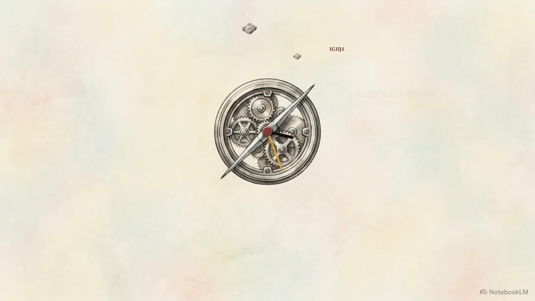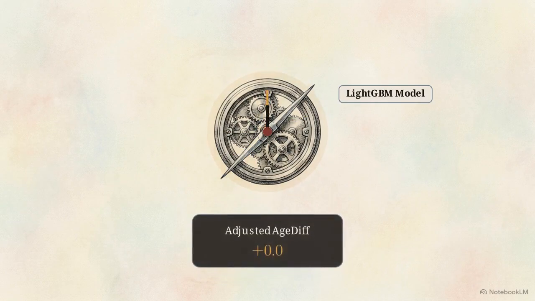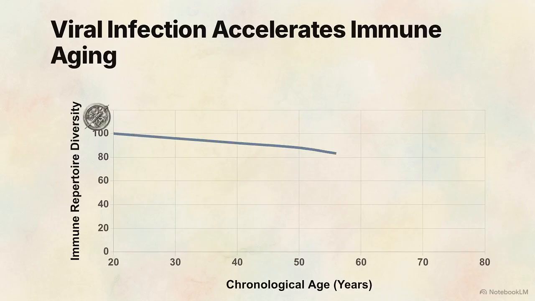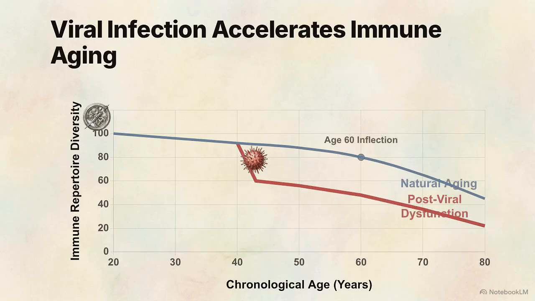By analyzing these sequence frequencies, researchers built a predictive machine learning clock to assess biological age. The structural parameters of the immune repertoire shift in predictable ways, serving as a biomarker that maps the progression of natural biological aging and post-viral dysfunction.